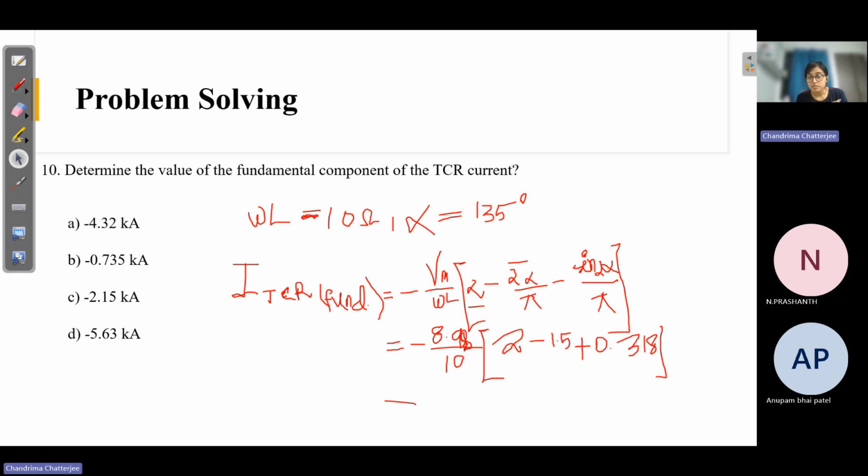So this becomes this into this, which is minus 0.7348 kilo ampere. So option B is the correct option.